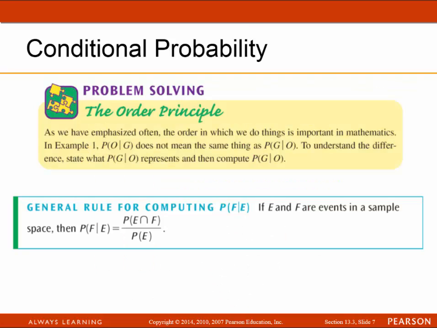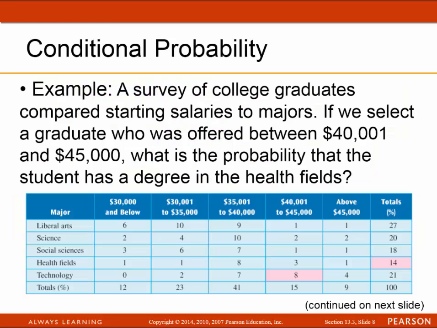Now, if E and F are events in the sample space, then the probability of F given E is equal to the probability of E and F divided by the probability of E. So here's another example. A survey of college graduates compared starting salaries to majors. If we select a graduate who is offered between $40,001 and $45,000, what is the probability that the student has a degree in the health fields? So here we have the table. We have health fields, and we also have the column between 40,001 and 45,000. The one that should be highlighted is health, not technology.